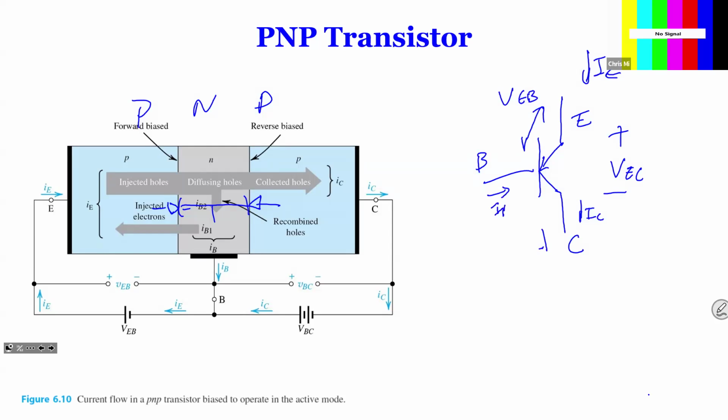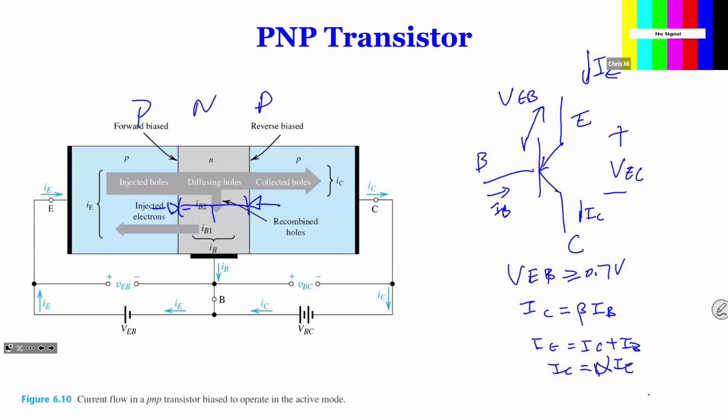And the bottom current is IC, and this is IB. So you can see here, you still get a few things the same, which means VEB typically has to be larger than 0.7 volts for the circuit to work. And also you have IC equal to beta times IB. And you also have IE equal to IC plus IB. Or in other words, you can have IC equal to alpha times IE.